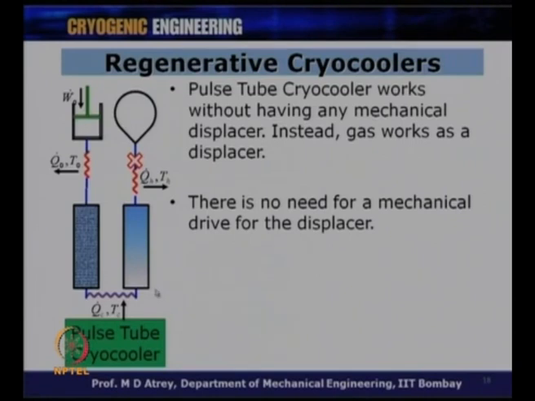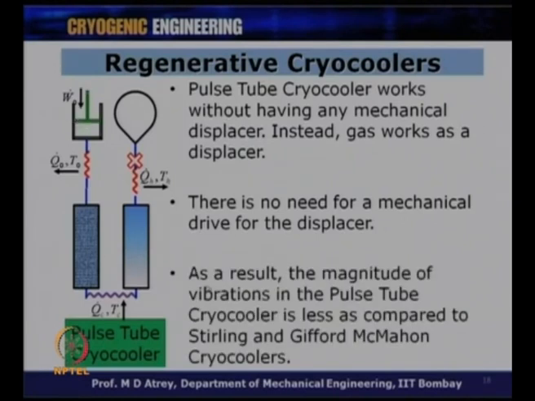So, naturally, the vibration in this case is much less as compared to Stirling and GM coolers, right, because there is a displacer in those and no displacer in this case. As a result, the magnitude of vibration in the pulse tube cryocooler is less as compared to Stirling and Gifford-McMahon cryocoolers. Simple thing. We will go through the details of all these cryocoolers in the coming lectures, but I just wanted to highlight the differences of the different regenerative cryocoolers.